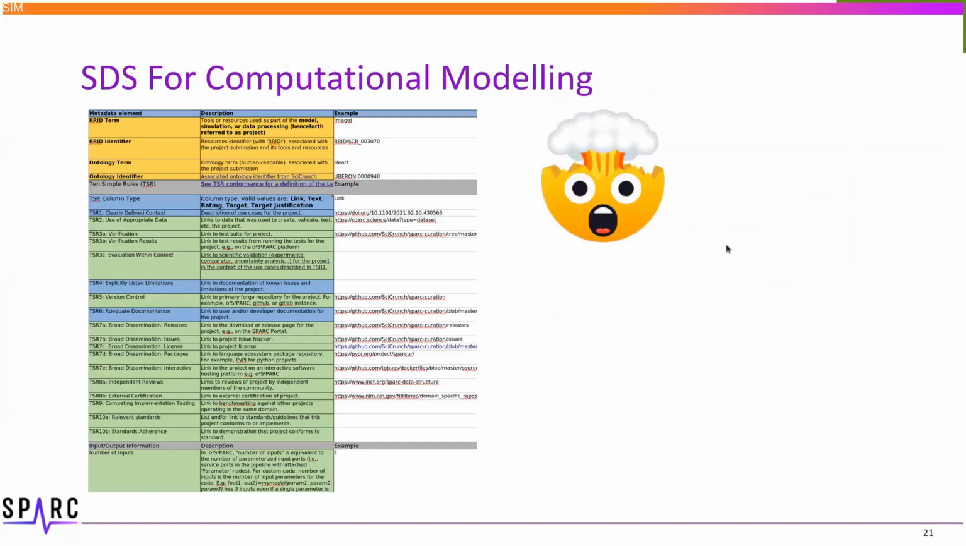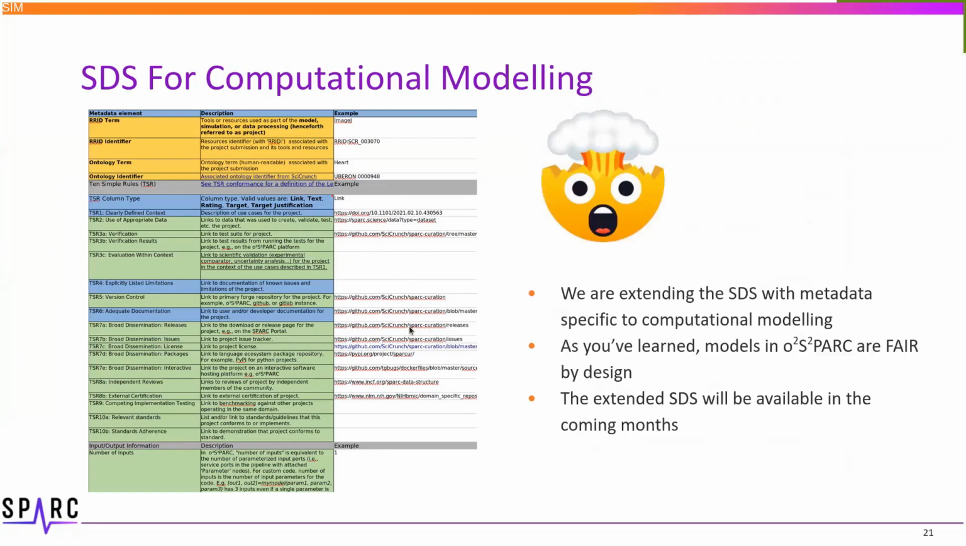So this is a bit how our metadata, I mean the metadata that computational models should include together with their submission with SPARC, but not only. So it's also another Excel file, quite complicated to fill in. But so this is what we are bringing to the SDS.